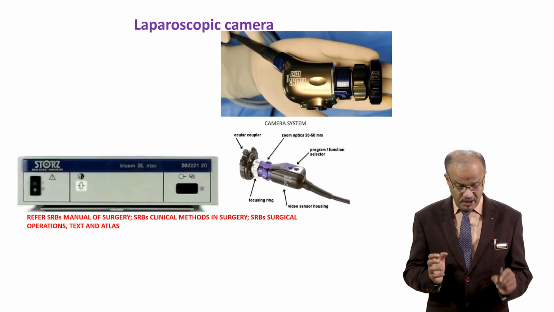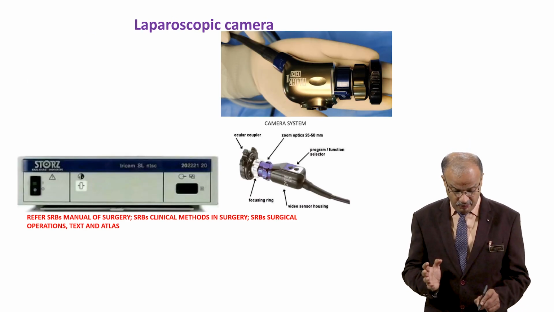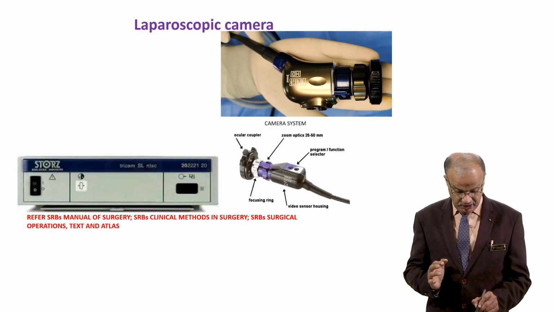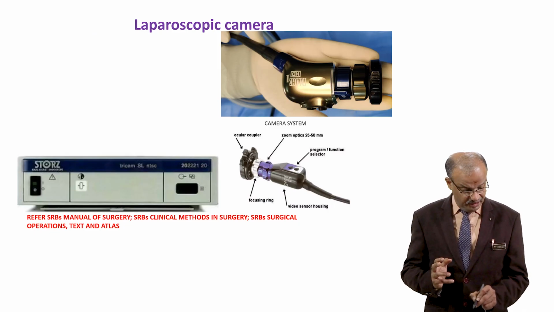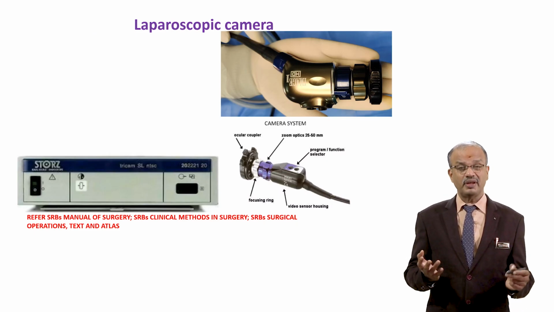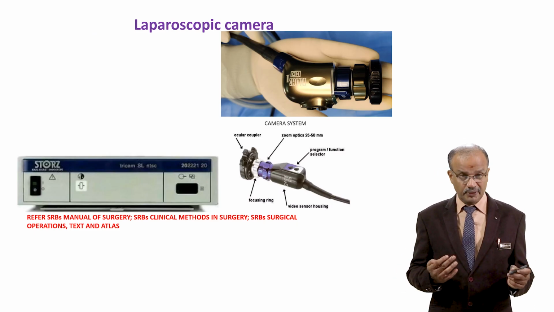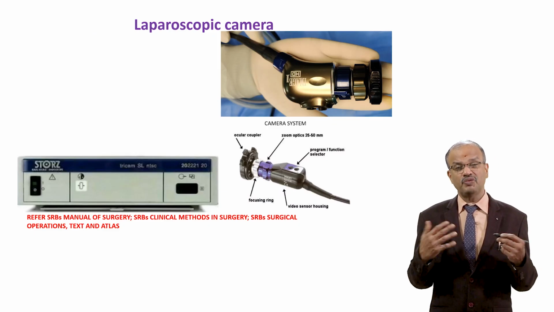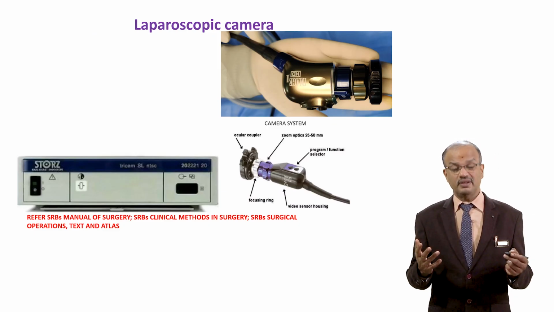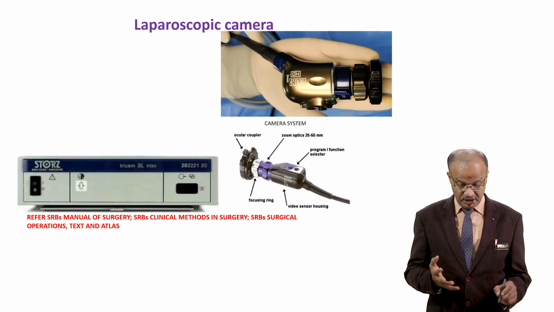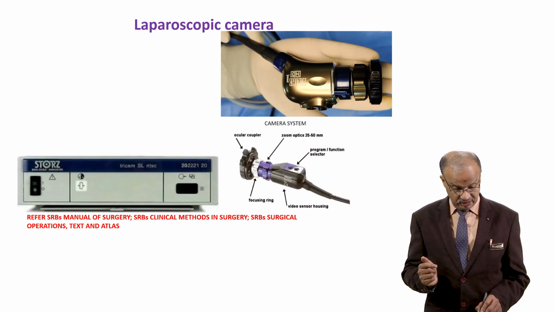So, the laparoscopic camera: it's a high definition camera. It has a zonal optical function selector, focusing, everything is there. Storz is a very popular company which gives all these very good images. Beautiful instrument, beautiful images, beautiful camera from that company. So this is exactly what the camera looks like.